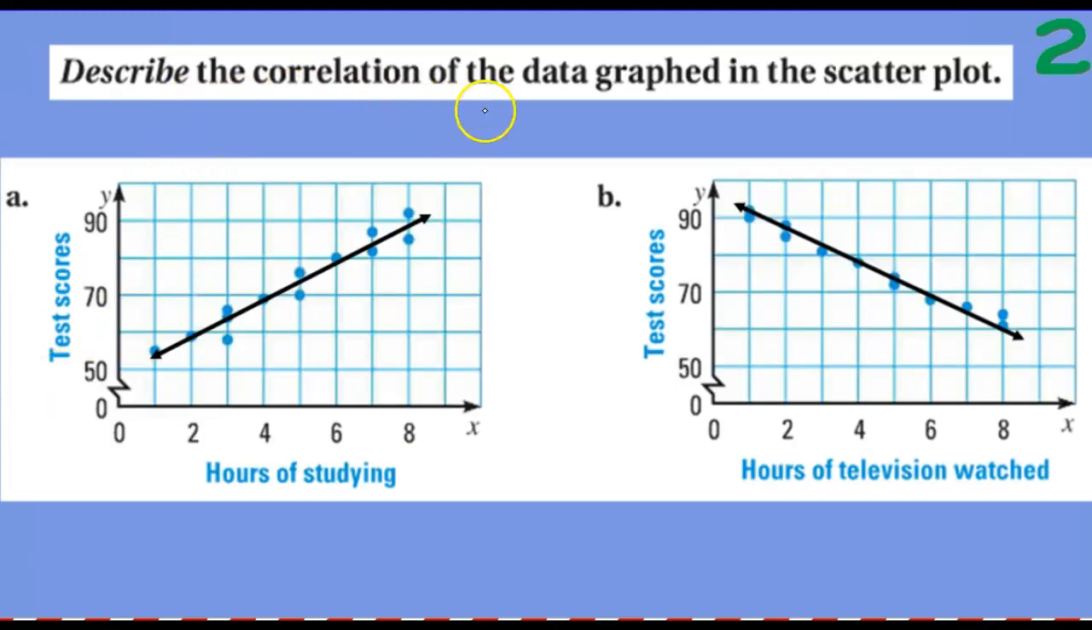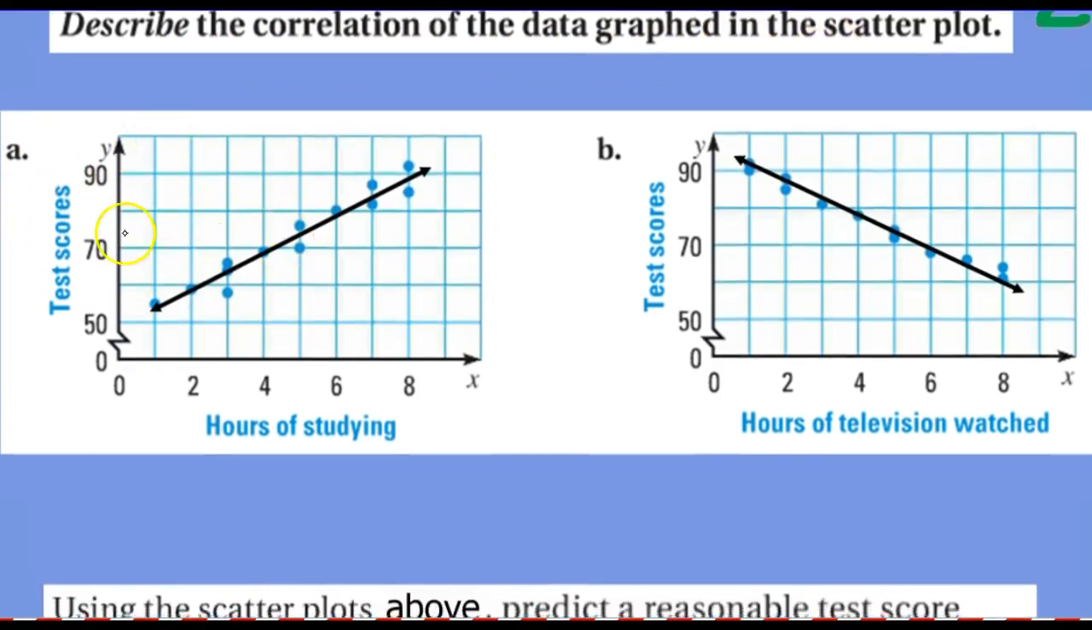So it says, describe the correlation of the data graphed in the scatter plot. Well, this graph has test scores on the y-axis and hours of studying on the x-axis. What's happening is that this is going up, as x increases, y is increasing. So it has a positive correlation.